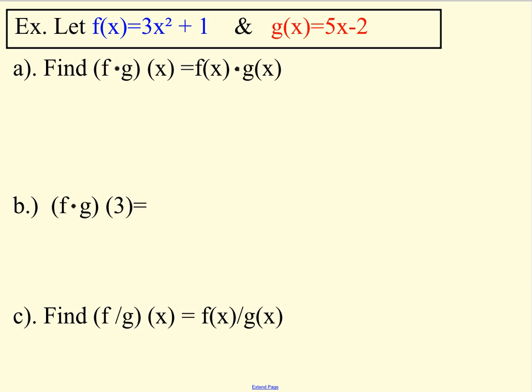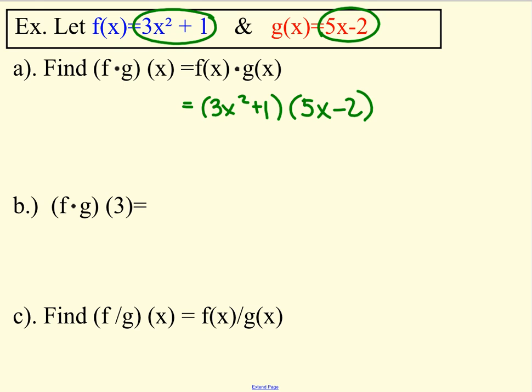All right, so here's an example. We give you a quadratic function, f of x equals 3x squared plus 1. And then we give you a g of x function, which is a linear function. Part A is to multiply these two functions together. So we're going to take f of x, which is 3x squared plus 1, times g of x, which is 5x minus 2.